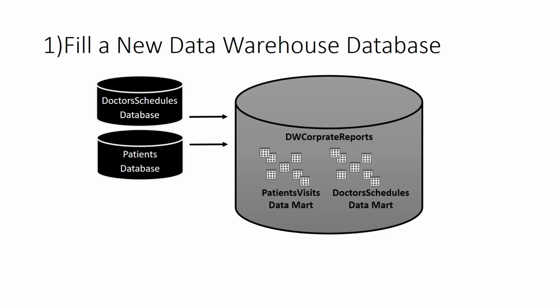I have a data warehouse that we're going to create. In the data warehouse, you have a couple of logical collections of tables, data marts. One's revolving around the visits that patients have, so the patients visit data mart, and another one, the doctor schedules data mart. These two data marts share some tables. Your goal is to import data from the 2 source databases, patients and doctor schedules, into the data warehouse.